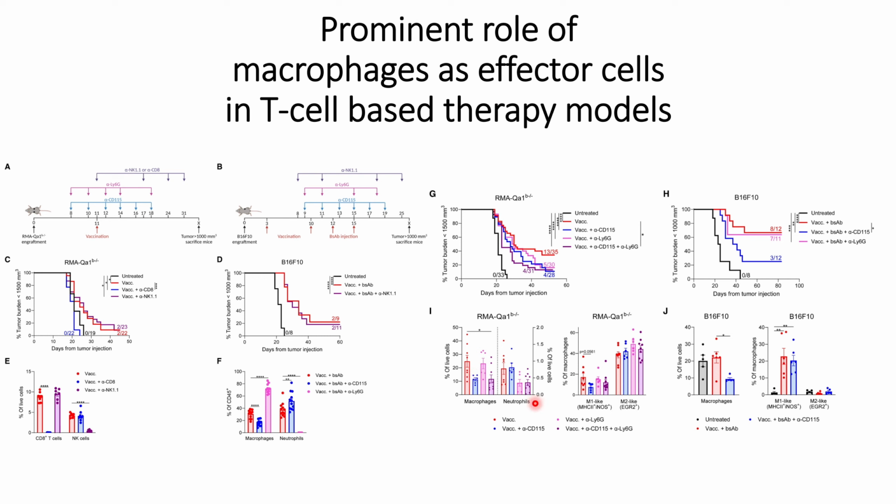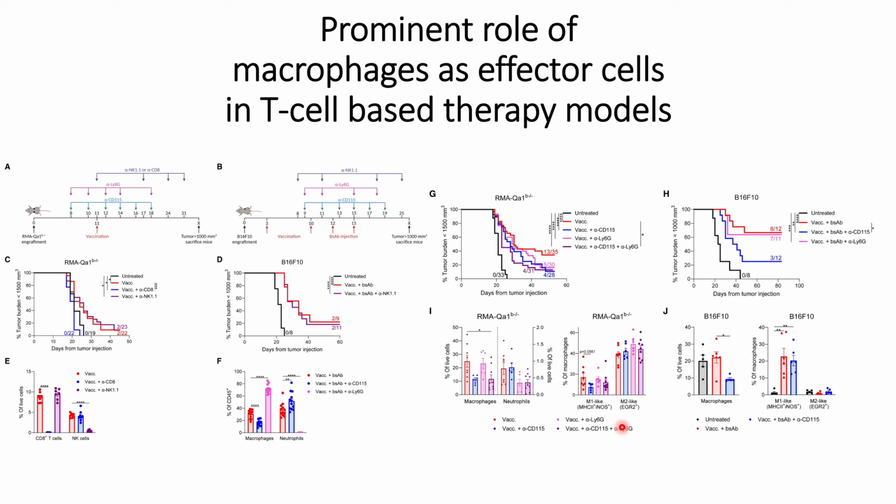But when they check the neutrophils, when they use anti-CD115, they do not see a decrease in the neutrophils, and when they use anti-LY6G, in this case also they do not see too much decrease. So overall, there is not much change in the neutrophils that has been observed, whereas when they check the macrophage amount in the tumor microenvironment, it is decreased.